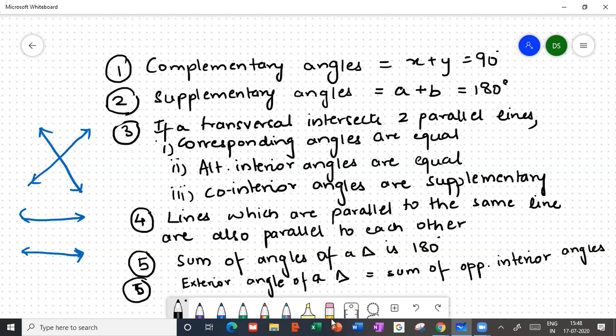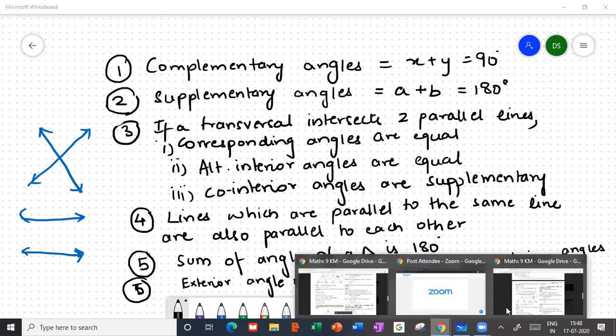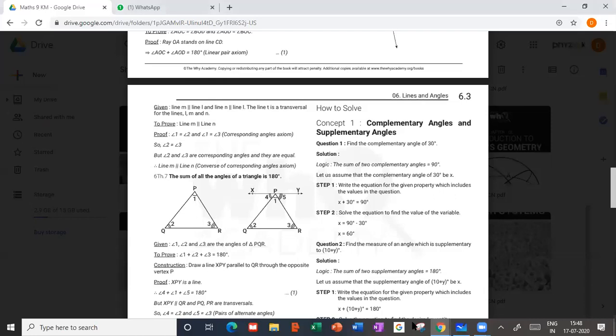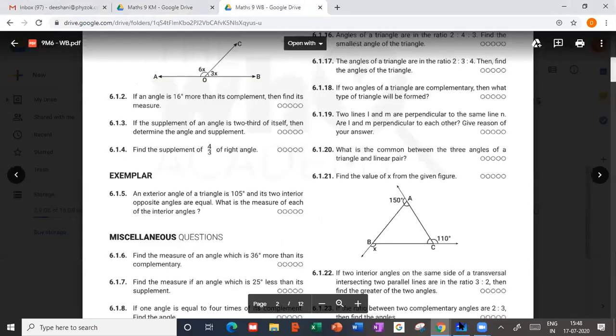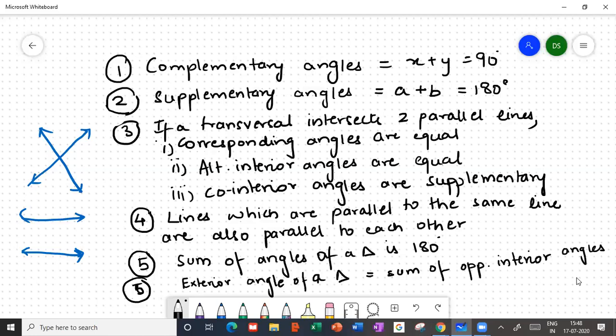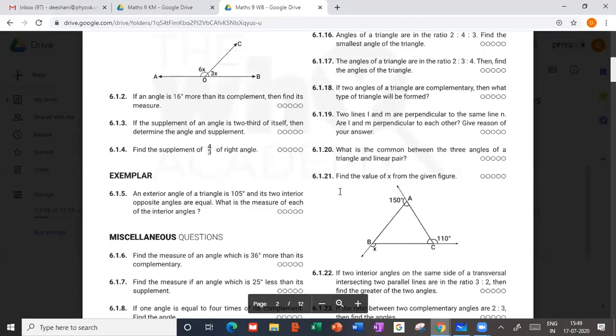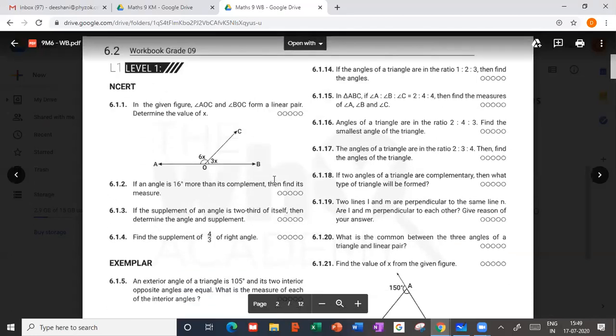So, without further delay, we'll take up a few level 1 questions. This is there in your chapter notes, but I just wanted to give you a gist, a place where you can just refer to when you're solving. Okay, so we'll start with question 1.